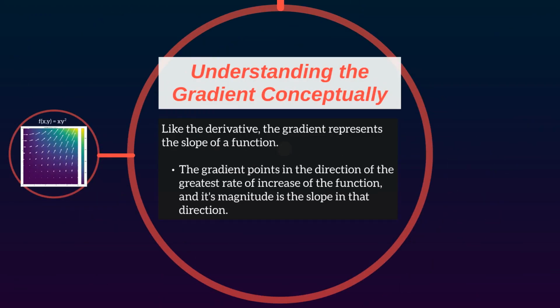Like the derivative, the gradient is going to represent the slope of a function, or alternatively, if we think about our other concept, it's going to represent the rate of change. And so the gradient is actually going to point in the direction of the greatest rate of increase of the function, and its magnitude is going to be the slope in that direction. This is invaluable because we can determine the direction to change our variables that is going to have the greatest impact. In the concept of machine learning, we are going to actually go in the negative gradient direction.